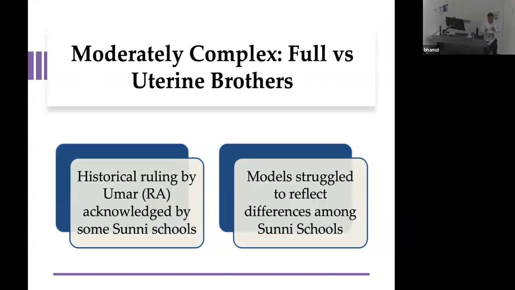And when we looked into the moderately difficult question, in Islamic inheritance law, this issue is called Himaria, where somebody passes away and leaves behind full brothers and uterine brothers. So in this particular context, full brothers are excluded. And then Muslim scholars have come up with different solutions to this issue.